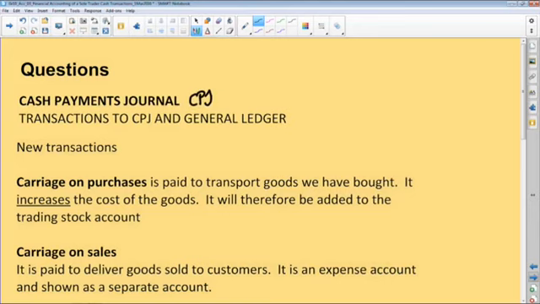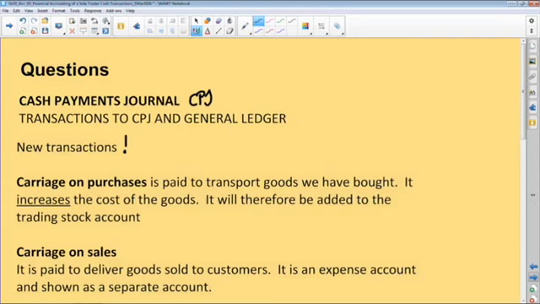Now the transactions to the CPJ and the general ledger will now be done. But now, guys, know that we have new transactions in grade 10. Stuff that you didn't cover in grade 8 and 9. Now, let's quickly go through a few of these. The very first one will be your carriage on purchases. And I gave you a nice note here.